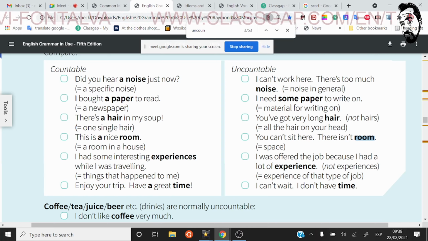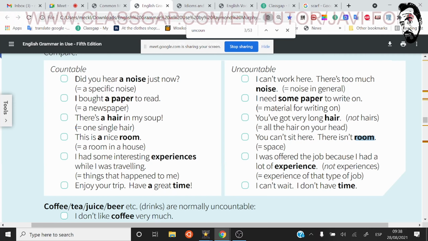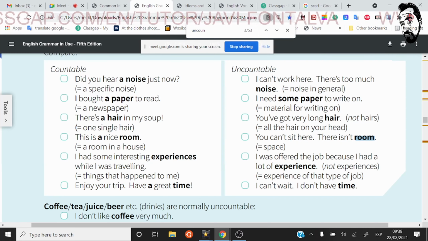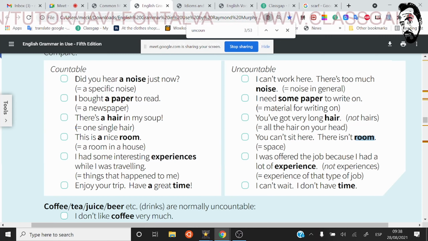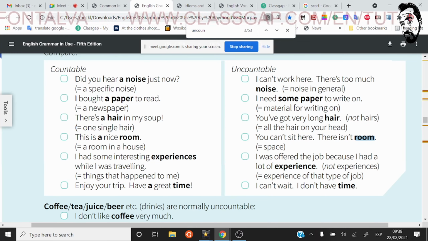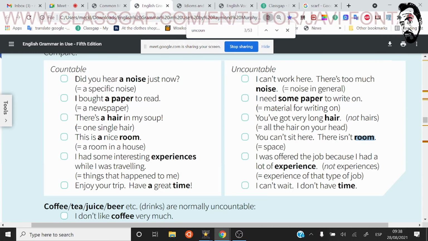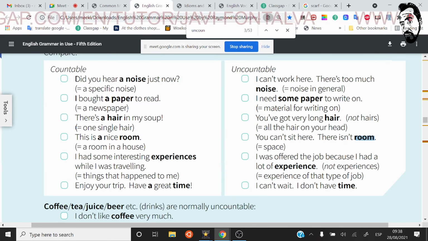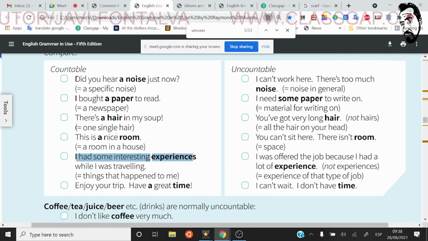Usually when we say space, it is more scientific, for example, you talk about space in the universe. Room is more general. Do you know what I mean? So the difference between room and space is that space is more sophisticated, maybe. So the register is different. Okay, next one.